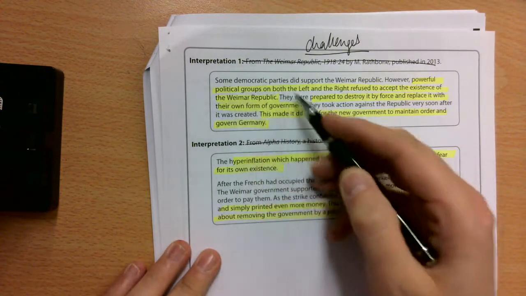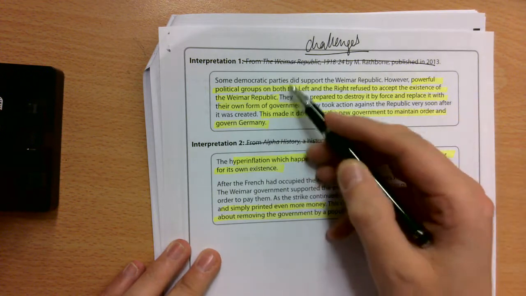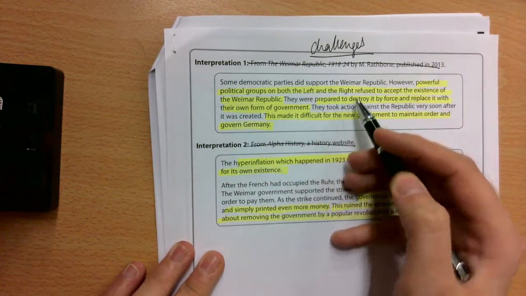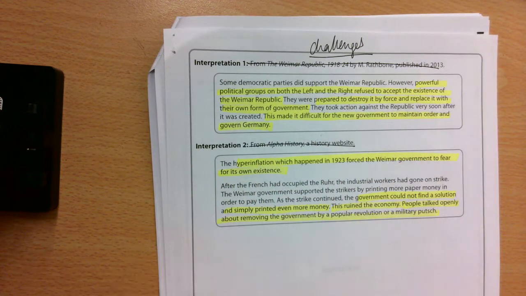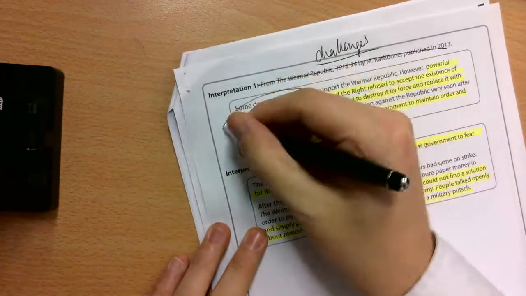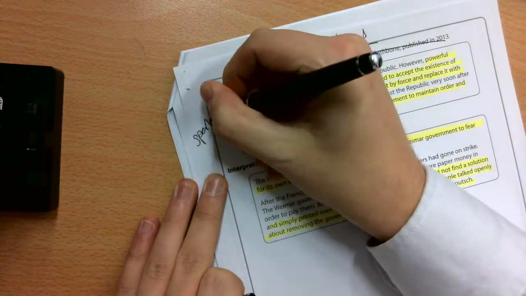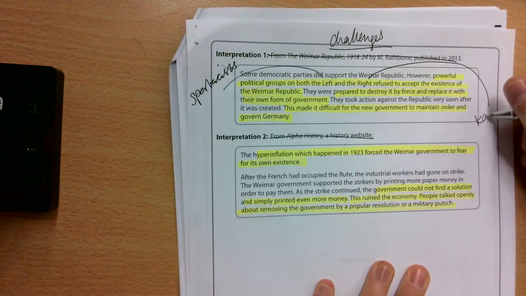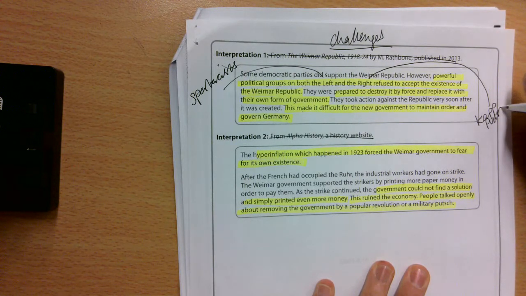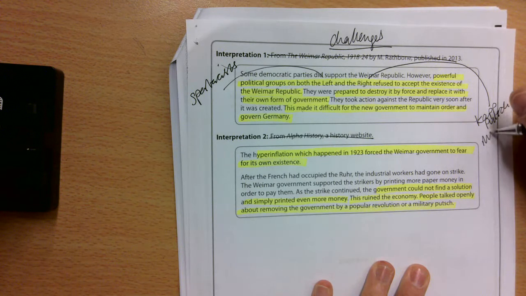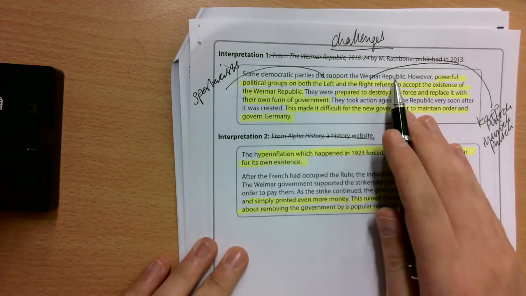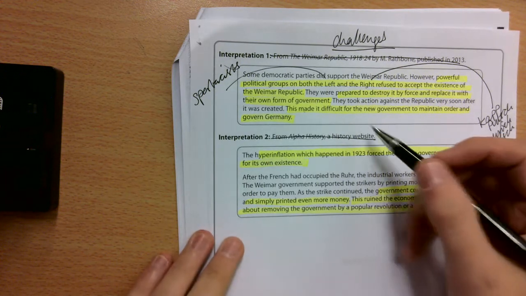So it says, some democratic parties did support the Weimar Republic, so we probably know this is going to be talking about politics. However, powerful political groups on both the left and the right refused to accept the existence of the Weimar Republic. Okay, now using my own knowledge, I know that here they're probably talking about the Spartacists, and I know that here they're probably talking about the Kapp Putsch. Remember, that's one of the sources on this paper as well. And they're probably talking about the Munich Putsch as well, because that was definitely a right-wing attempt at a revolution. So this is focusing on political upheaval, isn't it, and political instability.